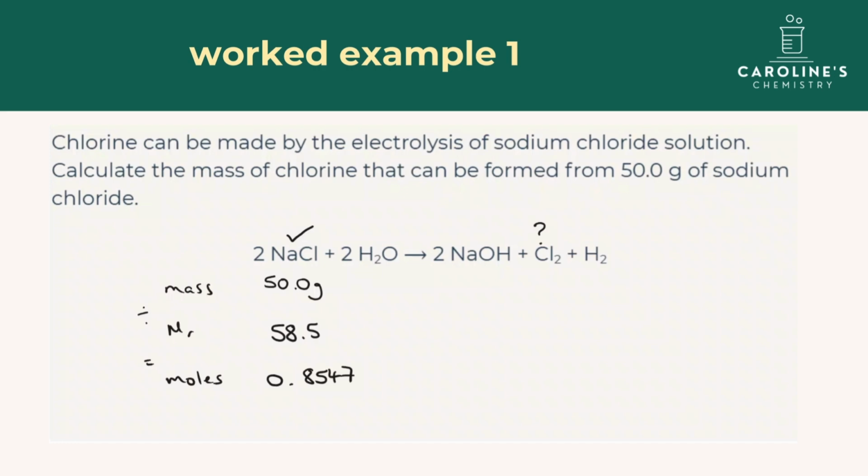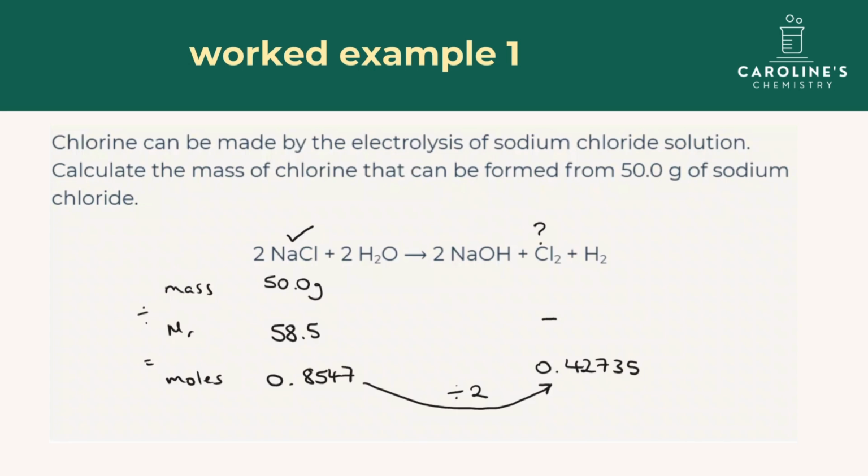We're now going to switch columns over to the column that is the question mark. To do that, we're going to look at the reacting ratio. So we have a big 2 in front of the sodium chloride and no number in front of the chlorine, which means it's a 1. So we have a 2-to-1 ratio. So in order to swap columns 2-to-1, I'm going to divide by 2. And that therefore gives us, again, not rounding, 0.42735.